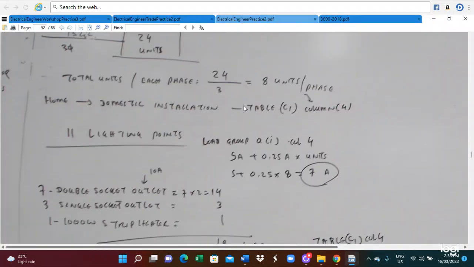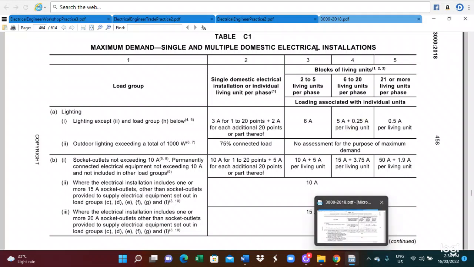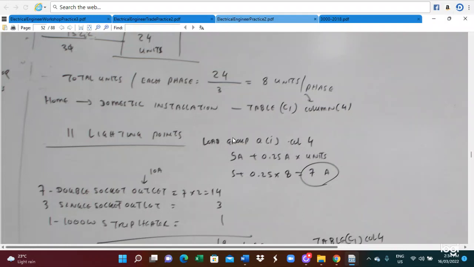In this problem, firstly we see the 11 lighting points in each unit. Therefore, this is load group A1 and column 4. The rule for lighting points is 5 ampere plus 0.25 ampere per living unit. So 5 ampere plus 0.25 multiplied by 8 living units. 0.25 multiplied by 8, so 5 ampere plus 2 gives 7 ampere.